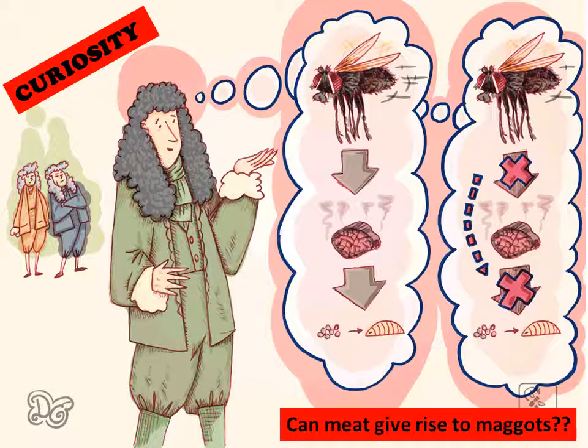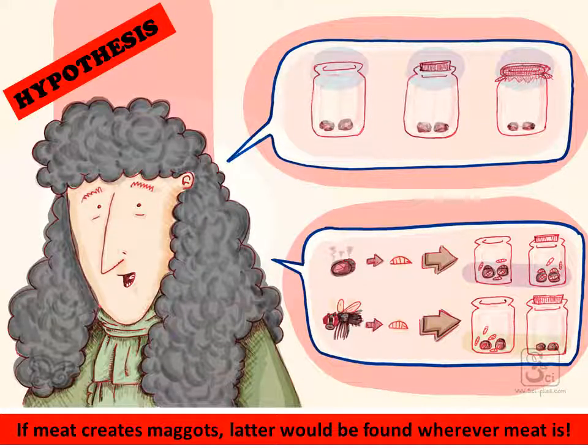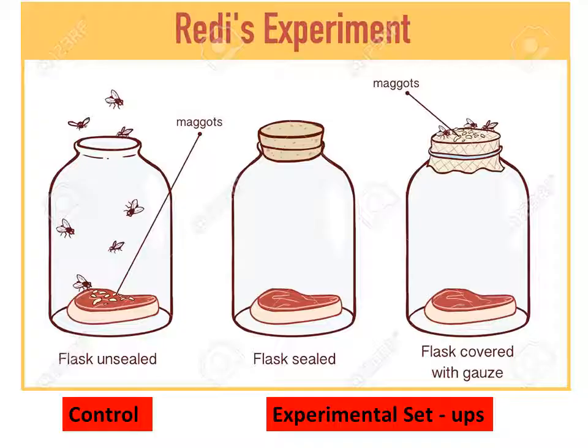Regarding this debate, he had a curiosity of understanding: can meat give rise to maggots? If there are flies and if there is meat lying around, we see a set of maggots coming up. So what if there is no meat or there are no flies around the meat? Even then, can there be maggots? So he formulated a hypothesis of his own that if meat creates maggots, then wherever meat is, there can be maggots. To verify his hypothesis, he set up an experiment.